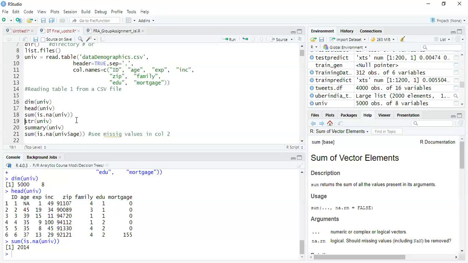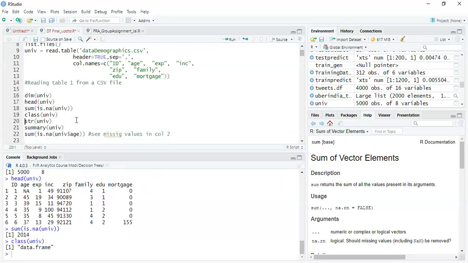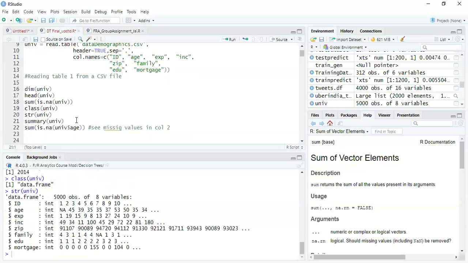Then as I said, the structure function. Let me also run the class function because I want to know in which data structure univ is stored. It is a pure data frame, which we always like. So in place of running all this, you can run a simple structure function. It gives the type of data structure, number of rows, number of columns, names of each column, data type of each column, and the first 10 values.